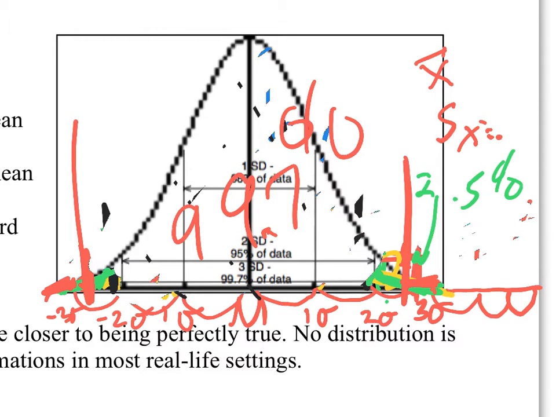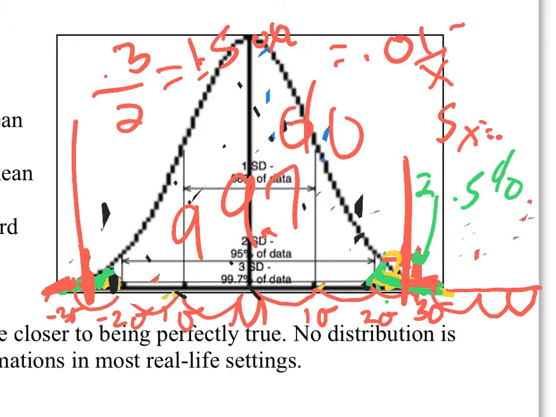So half of 0.3 is actually, well, let me rewrite that. Half of 0.3 is 1.5%. Very small. 1.5%. By the way, that is 0.015. That's very small.